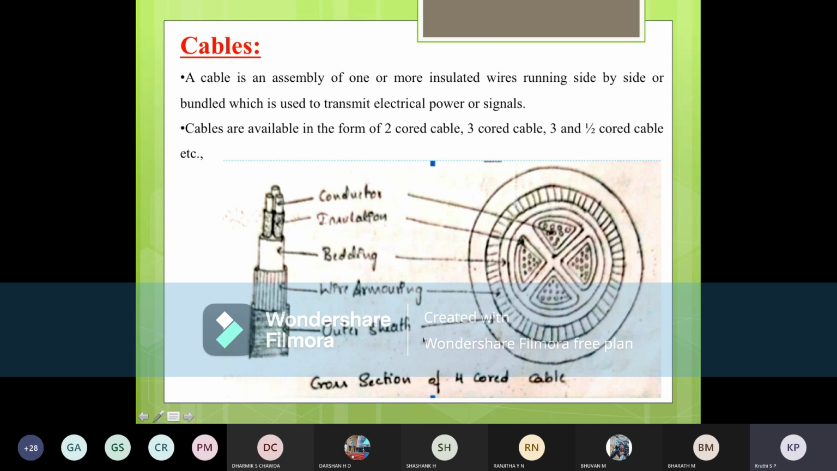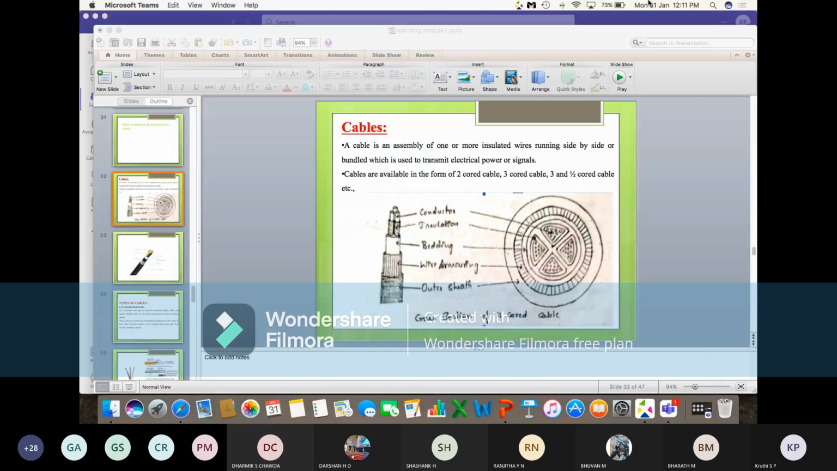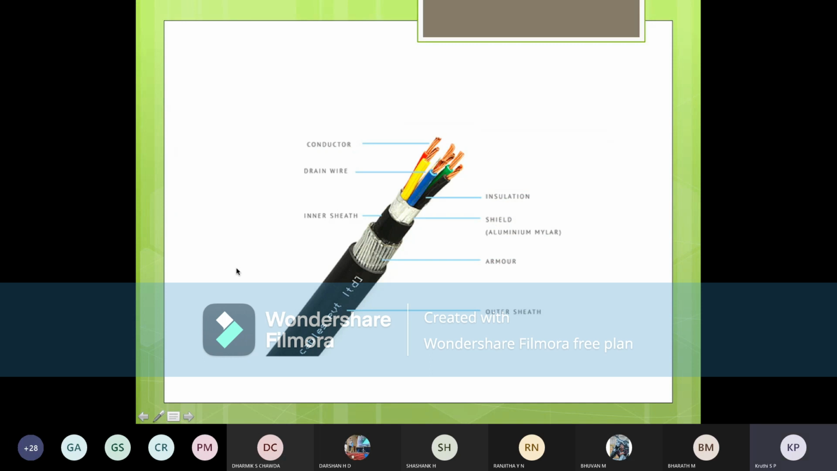This outer sheet is very important. You might have seen all this. This is how the cable will be. This is the conducting wire. It will depend on what kind of wire you use as a conductor, stranded or solid. Next, insulation. Insulation is to protect the wires.